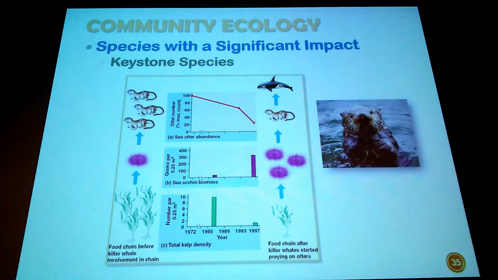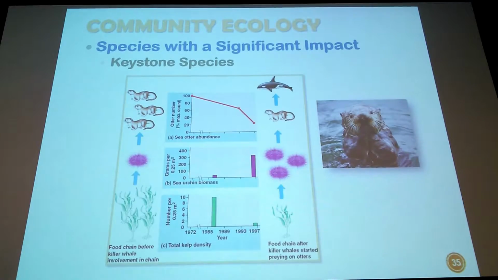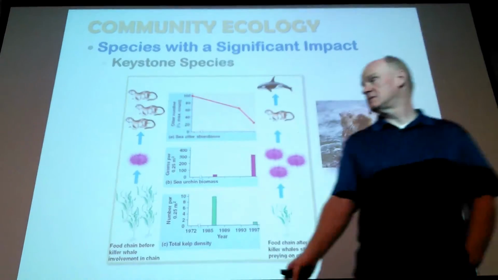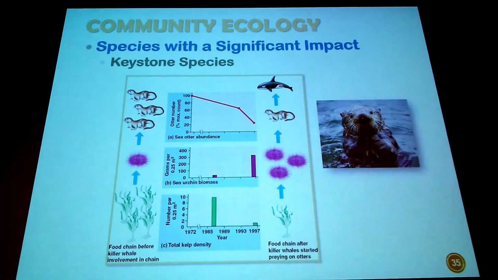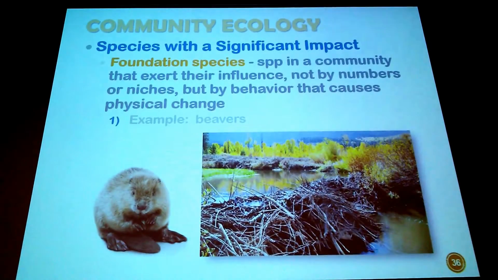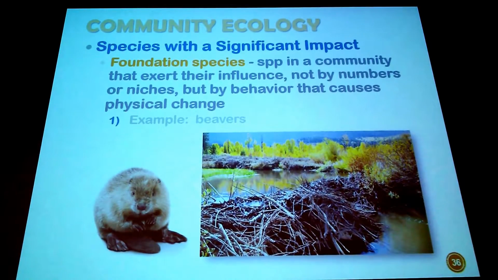Kelp is good, sea urchins not so good. Okay? So when the sea otters disappeared because of the killer whales feeding on them, it allowed the sea urchins to emerge and wipe out the kelp. Foundation species: species in a community that exert their influence not by numbers or niches, but by behavior that causes physical changes.